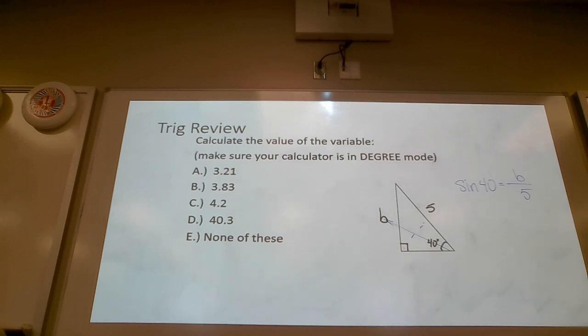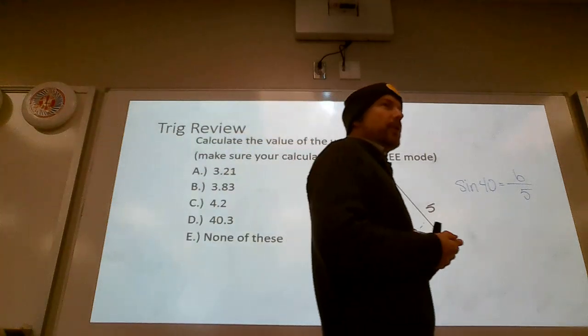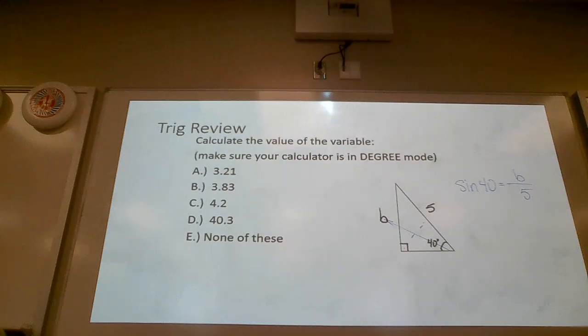Now, make sure your calculator is in degree mode. It should have a little D, subscript D or DEG. To switch that, some of you have a mode button. Some of you have a DRG button that you can press and kind of scroll through. But they need to be in degrees. If you're in radians or gradients, it's going to be a frustrating experience. Okay.